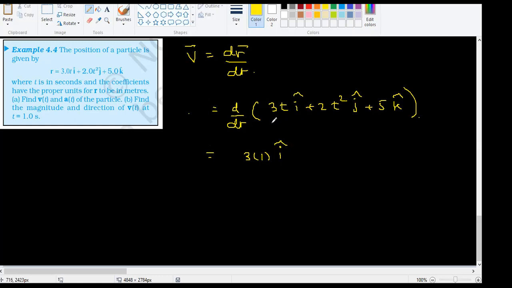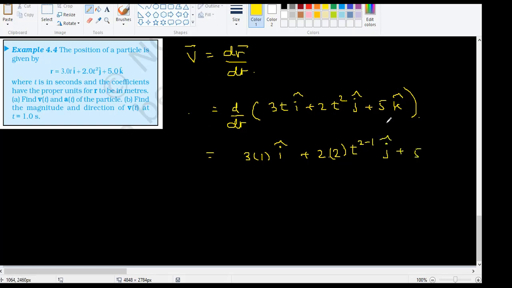So I told you, you can differentiate the X direction separately, Y direction separately, and Z direction separately. That's why we are doing this, so I keep it separately. Plus differentiate this one. So this is 2t square, so 2 comes in the front, t to the power 2 minus 1. Okay. And then j.